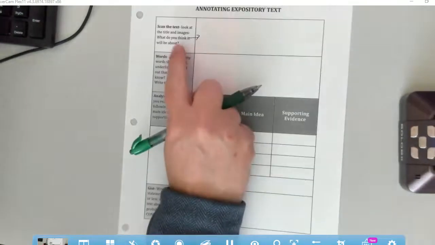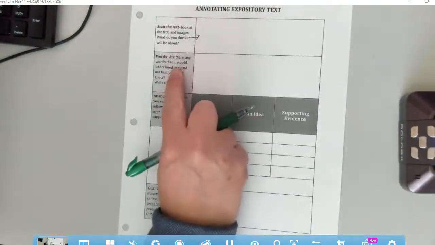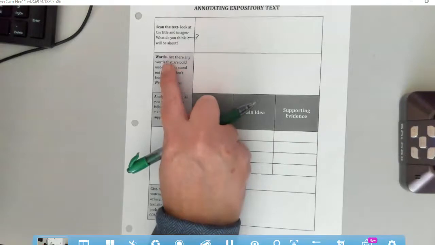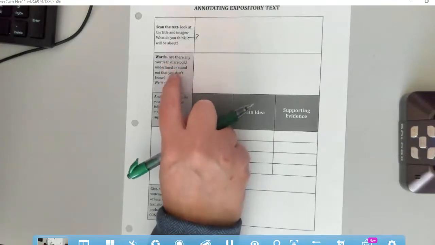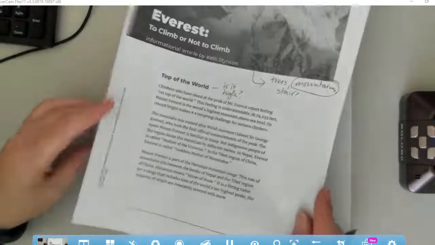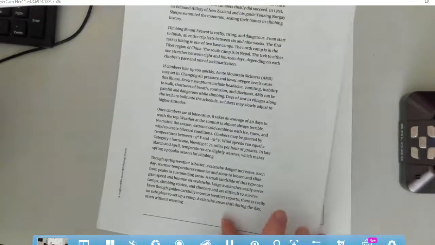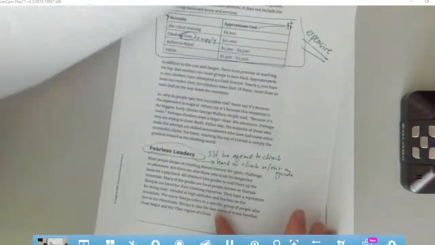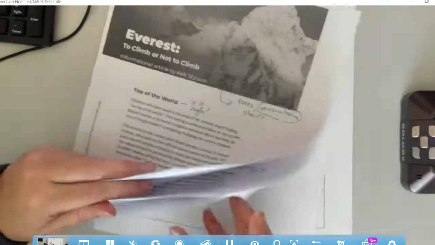All right, our next spot, we are going to look at any words. Are there any words that are bold, underlined, or stand out that you don't know? So just in looking at it, I'm not seeing any bolded or underlined words.